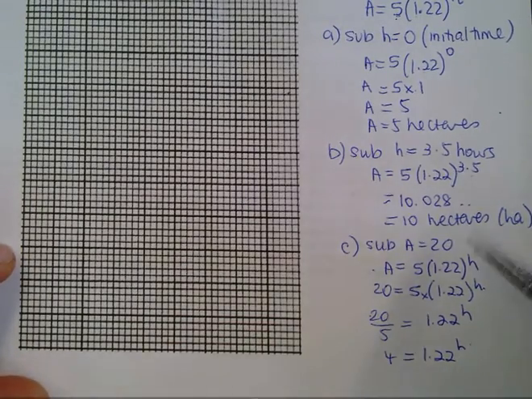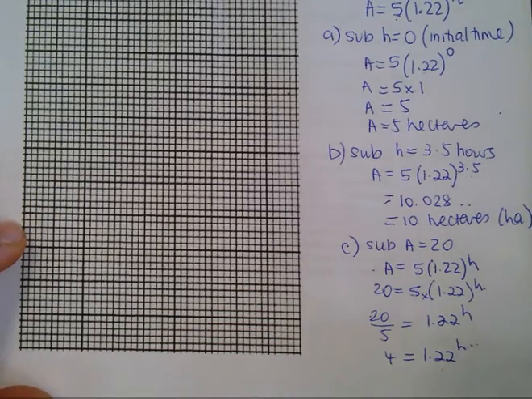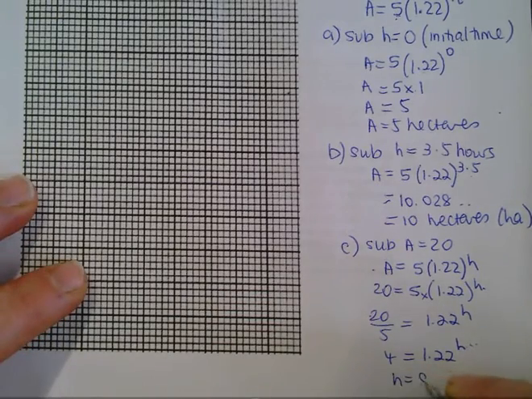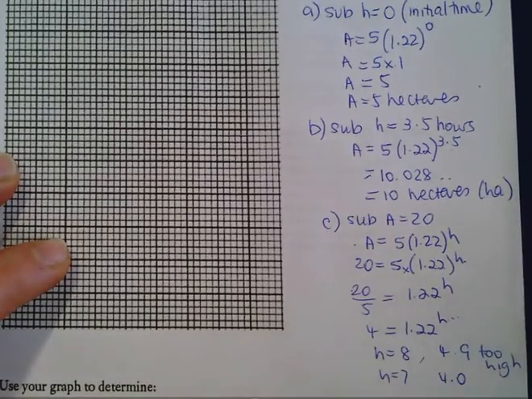I wouldn't try h is 3. What's 1.22 to the power of 5? No, we need to get 4. 1.22 to the power of 8. Yeah, it's 4.9. So if h is 8, you get 4.9. That's too high. Let's try h is 7. Yeah, so it's 4.0.